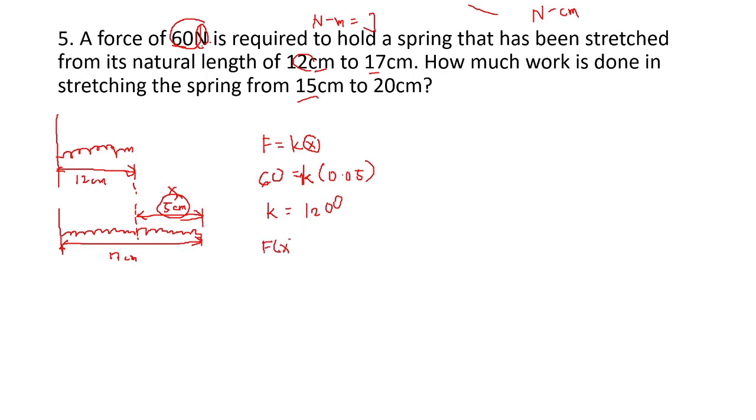Okay, then f of x, force in terms of x, is equivalent to k, which is 1,200 times x. Now we have our f of x. Then we can get the work done by that problem. So from a to b, f of x dx. Now, what are our limits here? How much work is done in stretching the spring from 15 centimeters to 20 centimeters? So we are going to subtract from 15 its natural length, which is 12. Therefore, that's 15 minus 12 is 3 centimeters, or in meters, it's 0.03.